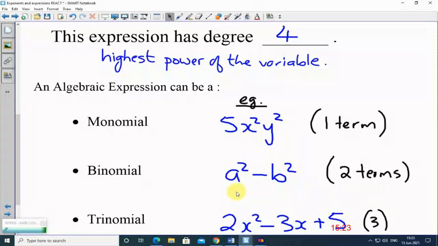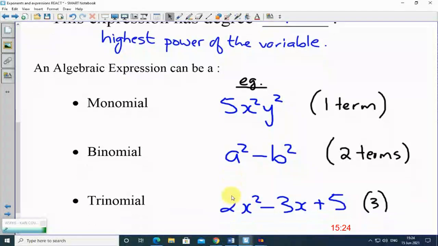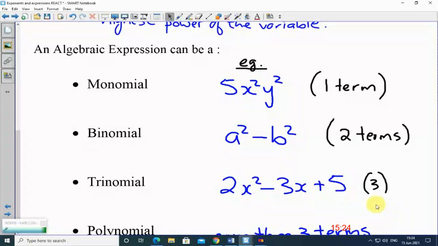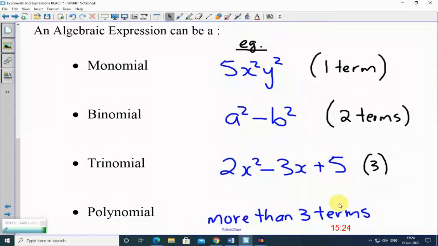And then, of course, we get a trinomial. And you know, the word tricycle is a bicycle that has 3 wheels, a three-wheeler cycle is called a tricycle. So a trinomial has 3 terms, like that. You see there's an x squared term, an x term, and a constant term. And finally, once we get more than 3, we just call it a polynomial, because poly means many. So we need to know the words monomial, binomial, trinomial, and polynomial.